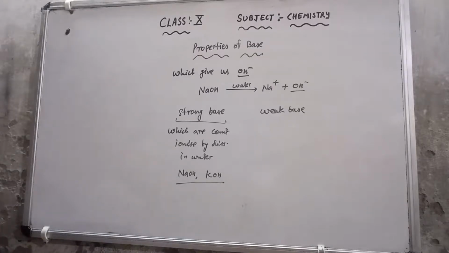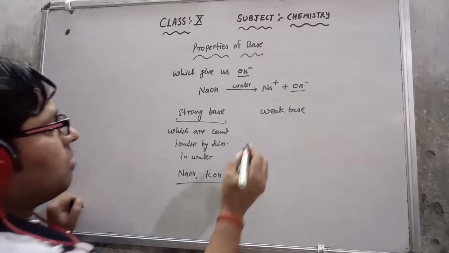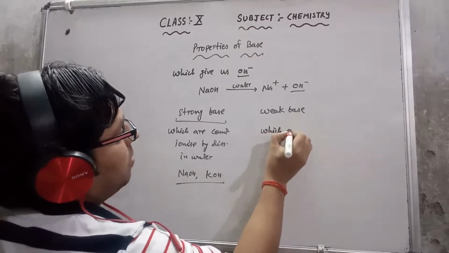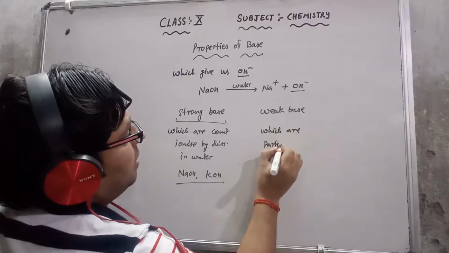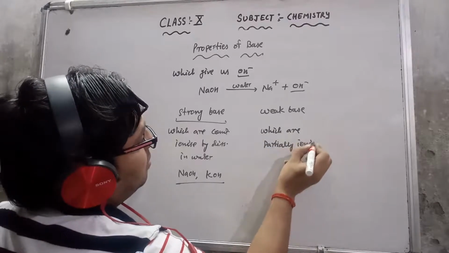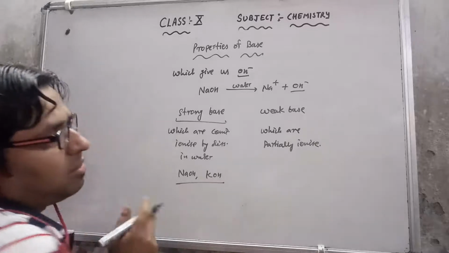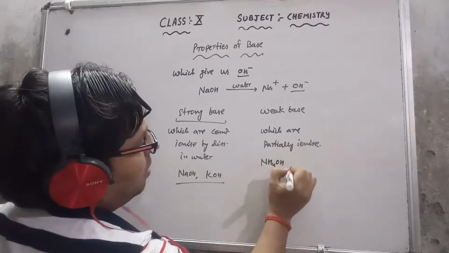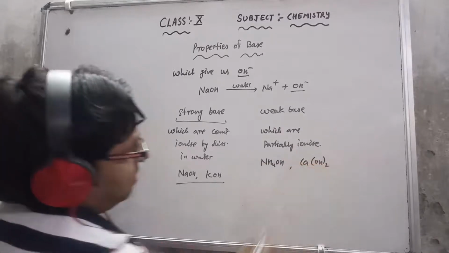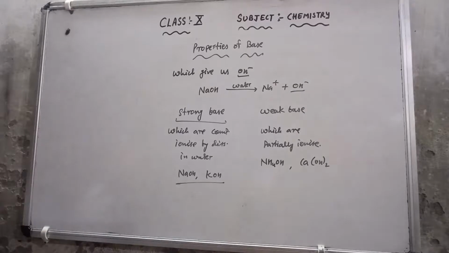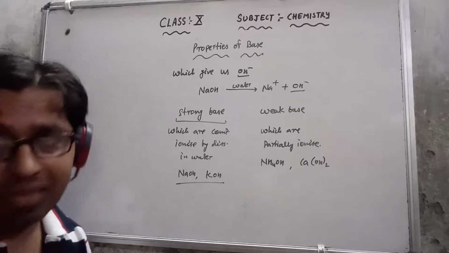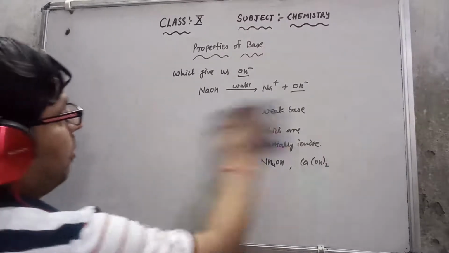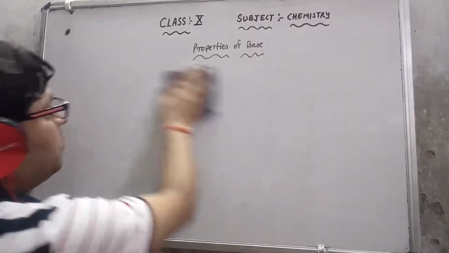Now the weak base, if I discuss, very simple, are those which are partially ionized by dissolving in water. They are weak base. Like ammonium hydroxide, this is NH4OH, or calcium hydroxide, etc. These are the examples of weak base. Now that is a little bit of revision related to base, their classification. Now I am coming to my main topic, that is the properties of base. In the properties of base, first of all I will discuss with you the physical properties of base.